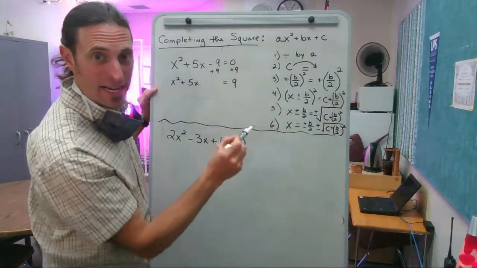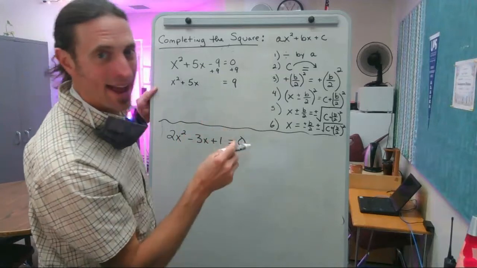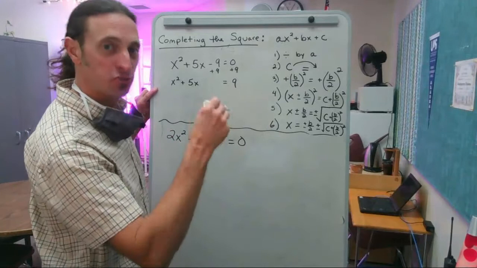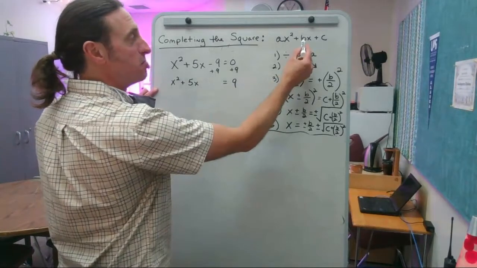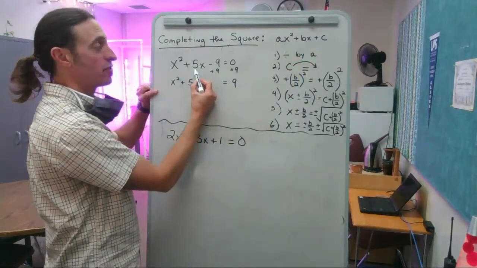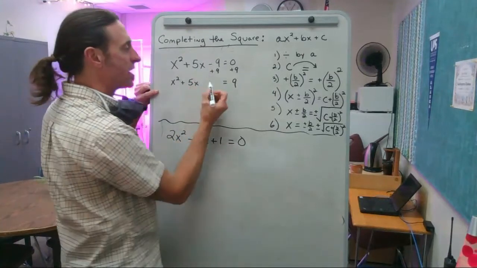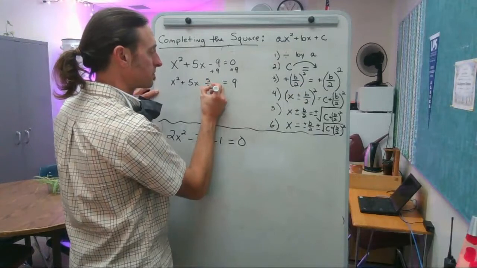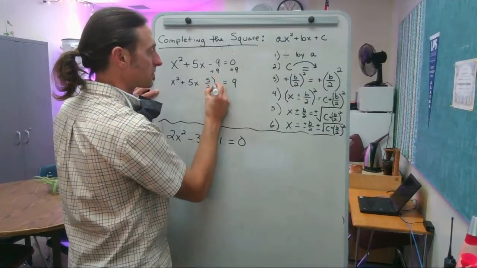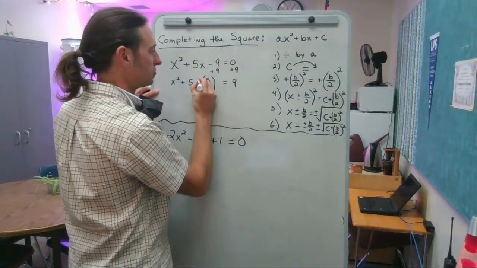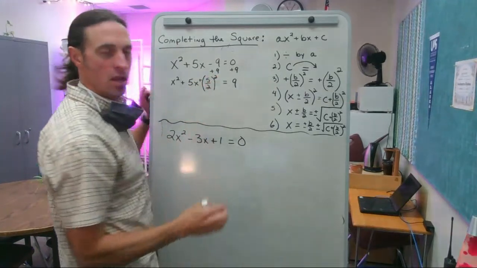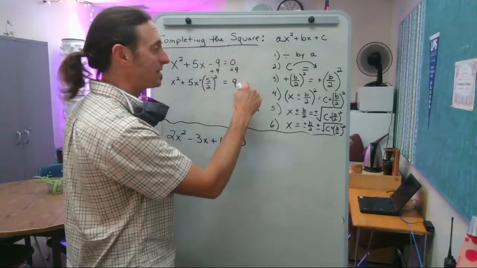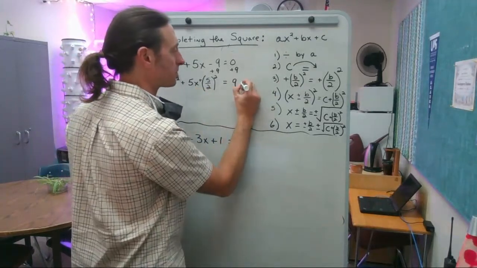Step 3, I'm going to add b over 2 squared to both sides. The b is the coefficient in front of the single x term. So in that case, it's going to be 5 over 2 squared. I just threw my equation out of balance, so I need to add that to the other side as well.